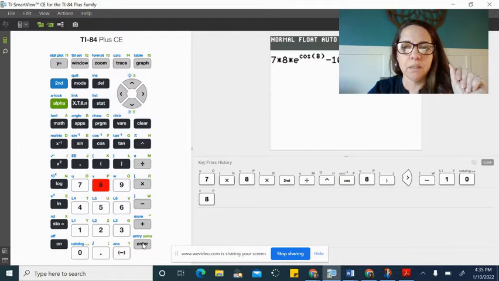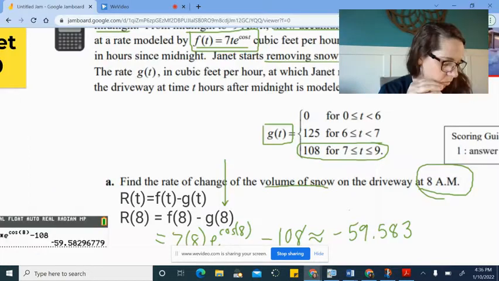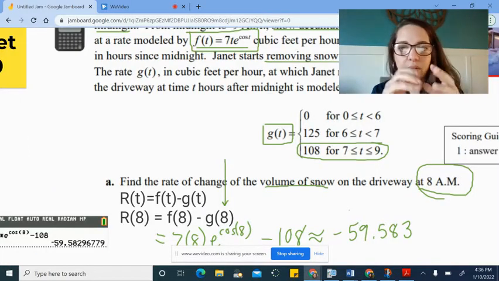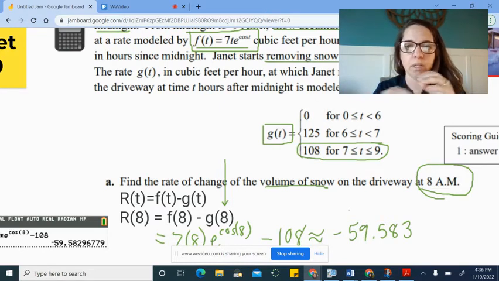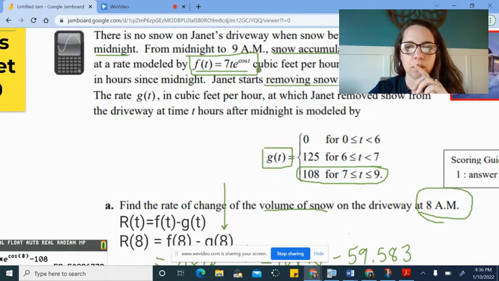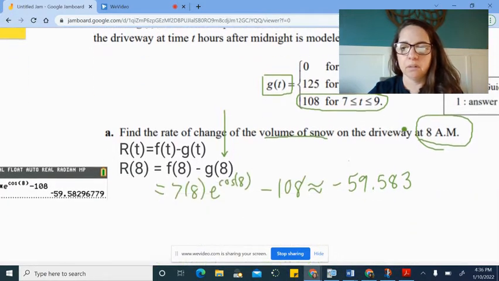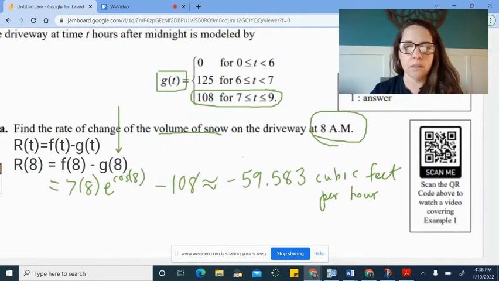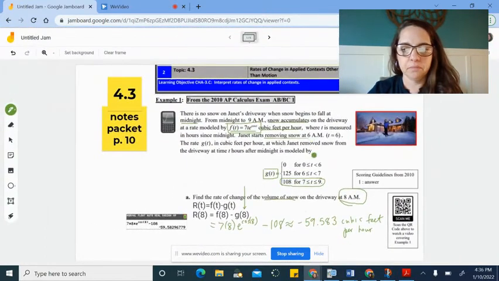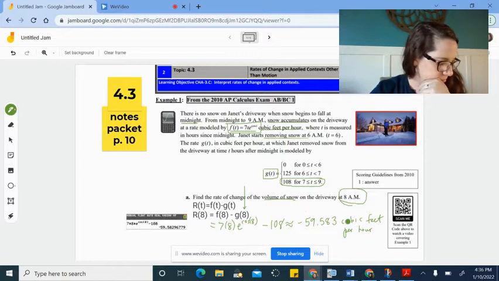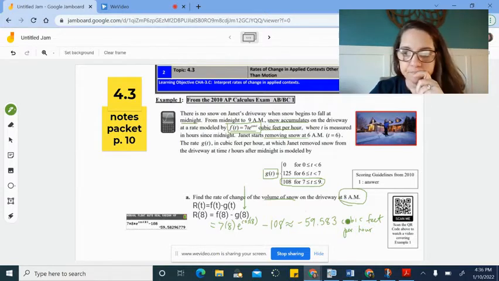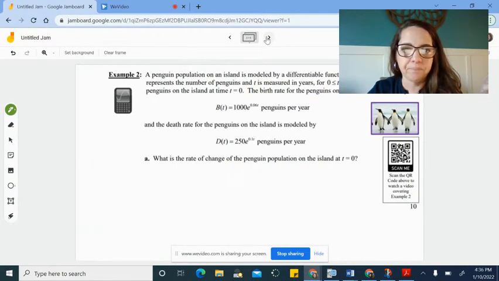What mode should I be in for calculus class? And what per what? We always have to use the right units. They're kind of picky about this. What per what? What did they tell us this was? Cubic feet per hour. So I'm just going to write that. Ta-da! There we go. That's it for that one. It says part A, like there might be a part B, but that's it. All right, let's look at the next one.